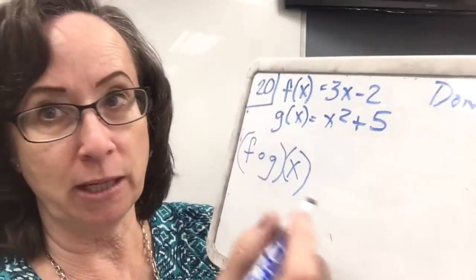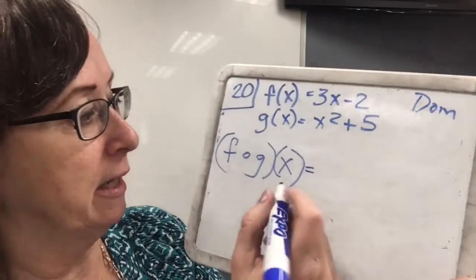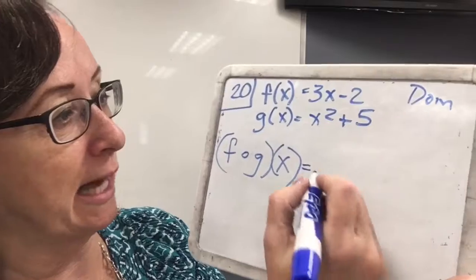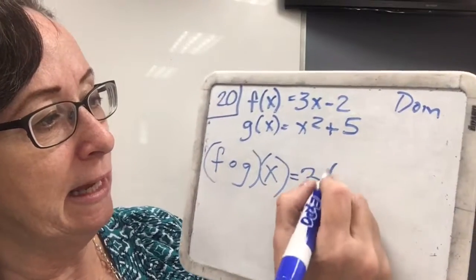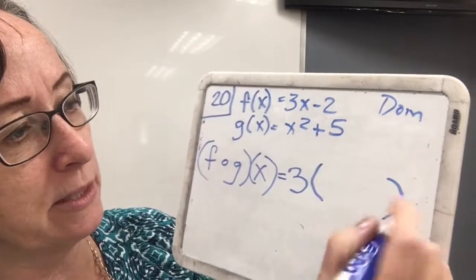So f composed with g is going to be, f is going to be our base function. So we're going to write our little skeleton here, 3x plus 2, minus 2.